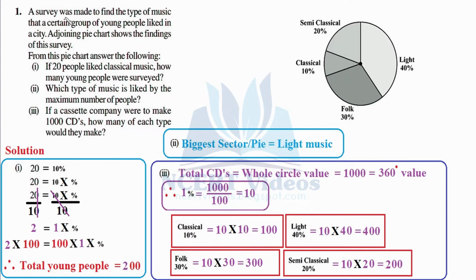Question number first. A survey was made to find the type of music that a certain group of young people liked in a city. The adjoining pie chart shows the findings of this survey.